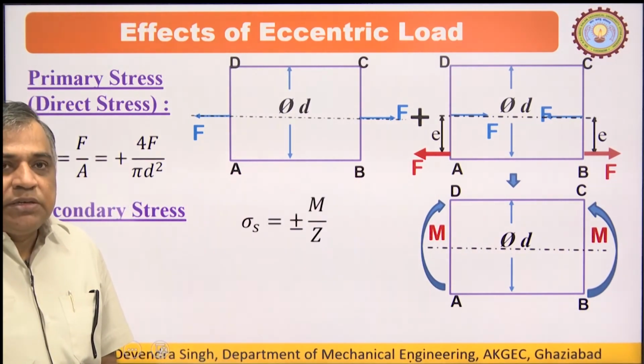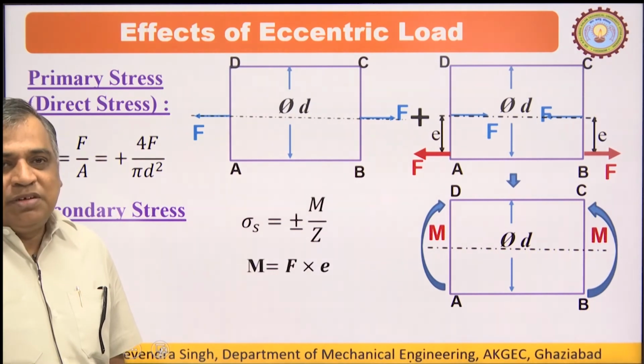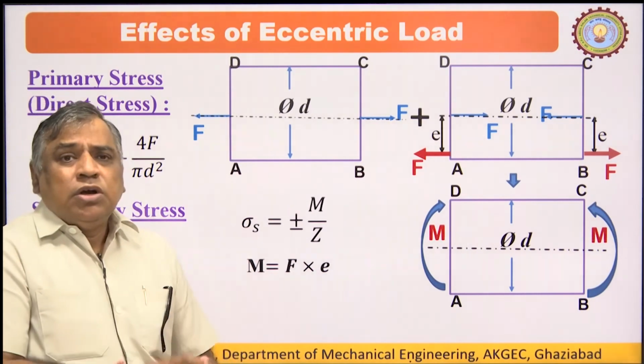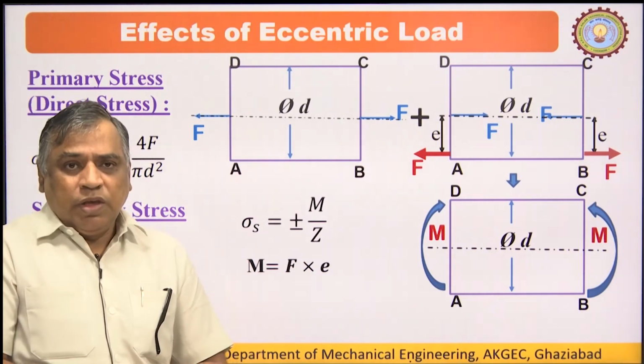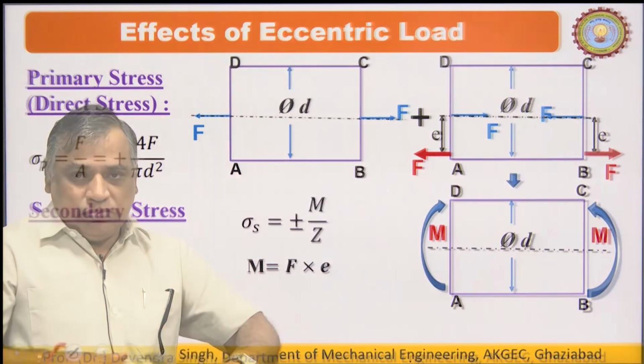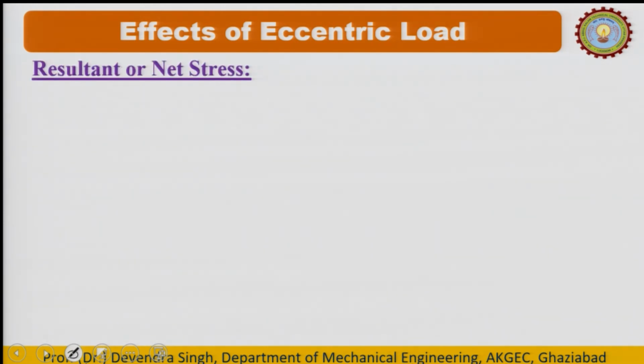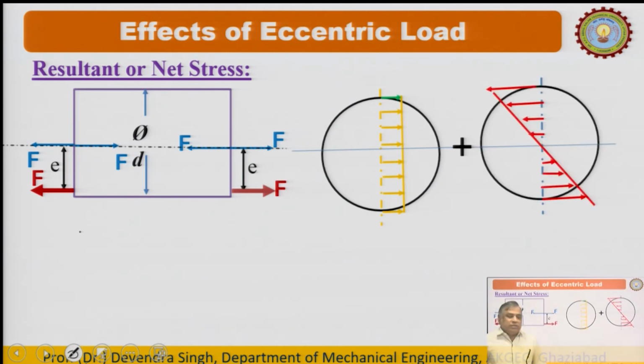Then we have the secondary stress, that is, the bending stress. Bending stress sigma s is equal to plus minus M upon Z, plus minus because in one fiber, in CD, it is tensile in nature, and in AB it is compressive in nature. The bending moment is F into e, and Z is I upon y, that is pi d cube upon 32, particularly for a circular cross section. Any cross section we can deal with using I upon y.